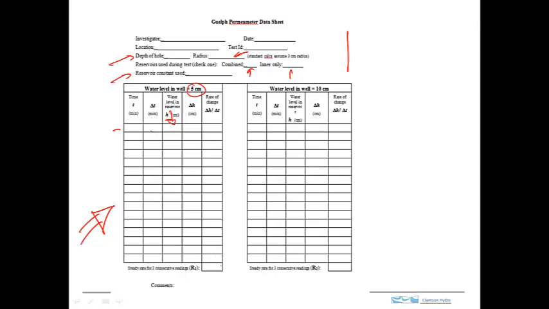And then this is a delta t, so that's the difference between two consecutive time readings. And this is delta h, the difference between two consecutive head readings, or it's actually the water level within the permeameter. It's not really a head. And so then you take the ratio of those two, and that gives you the velocity of drop.